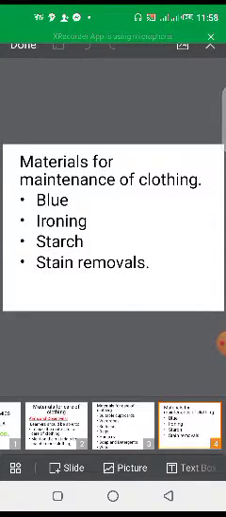So the following are the materials for maintenance of clothing. These are glue, iron, starch and stain remover.